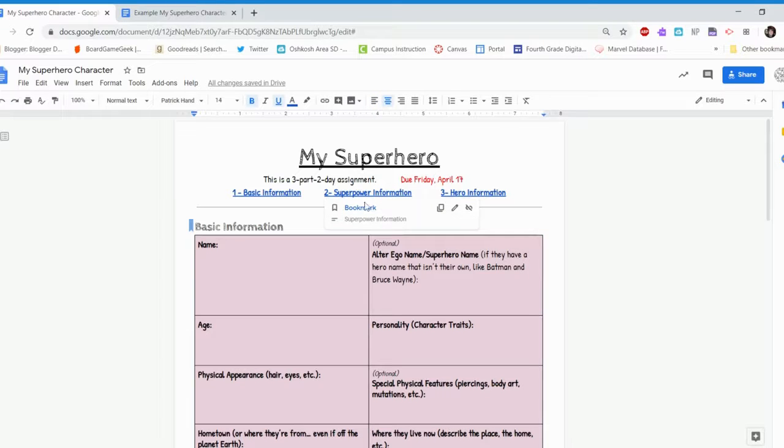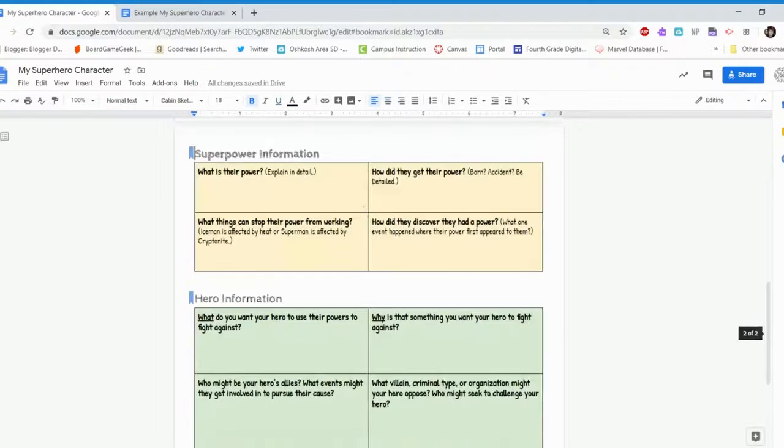So when you click this middle link, it'll say bookmark and it will take you down to the superpower information section. So you have four boxes that you'll fill in. You'll want to use your previous worksheet where you were choosing superpowers and your superhero mentors.